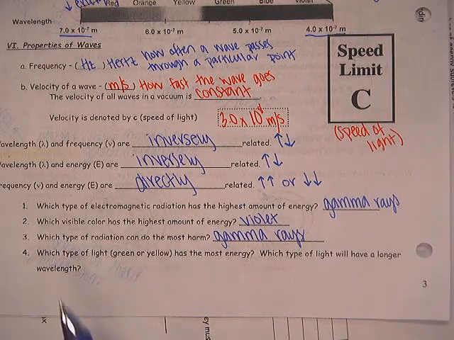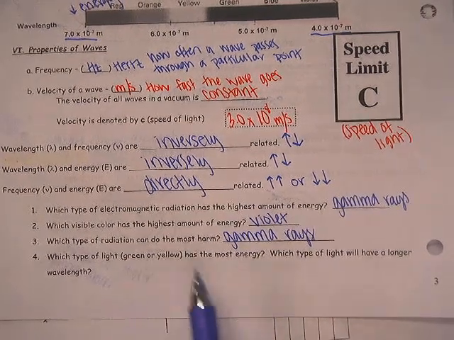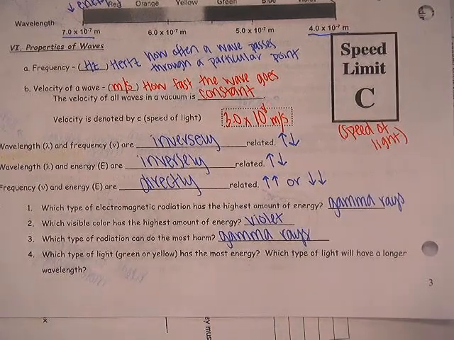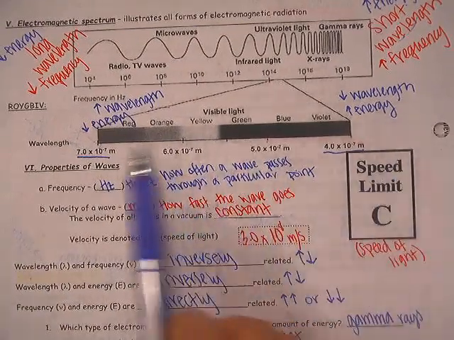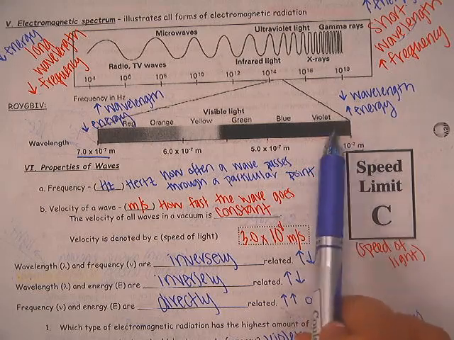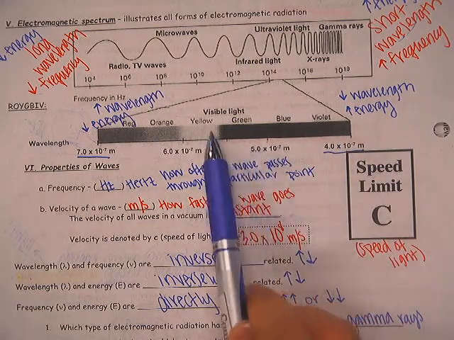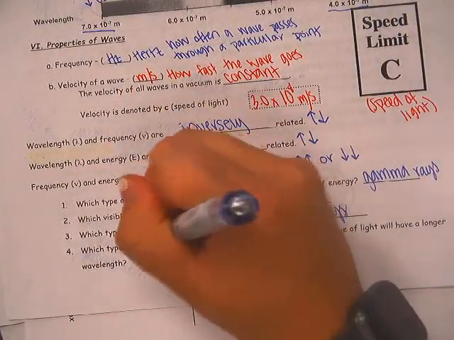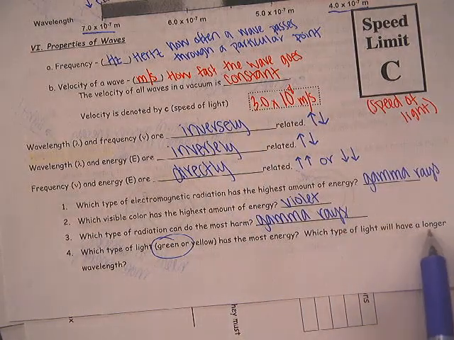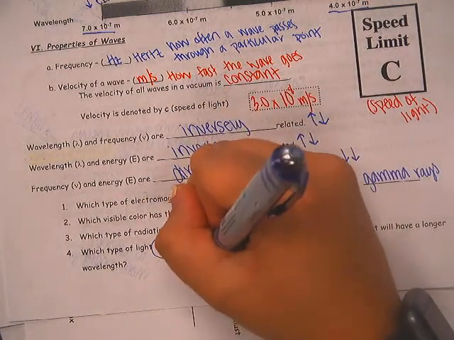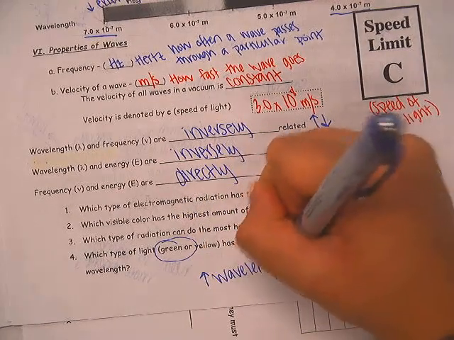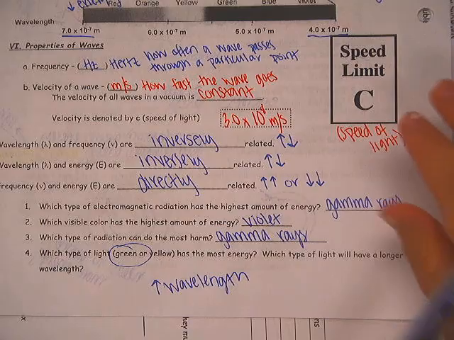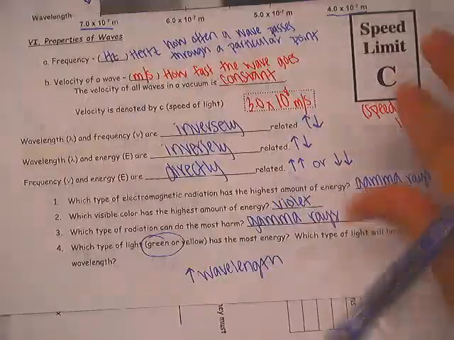And then this question says, which type of light, green or yellow, has the most energy? Yellow. Oh, yeah, no, green. So more energy would be closer to violet. So violet, blue, green would have more energy than yellow. So green. And which type of light would have a longer wavelength? So longer wavelength. Between green and yellow, which one would have a longer wavelength? Yellow.